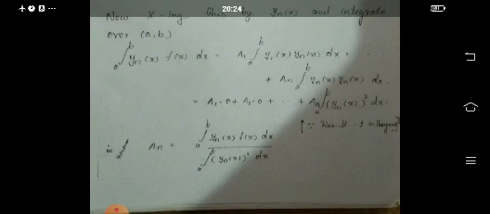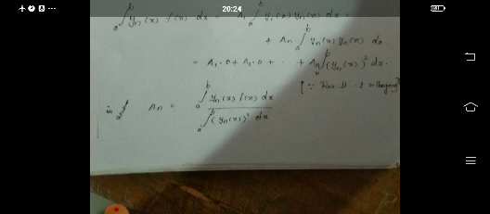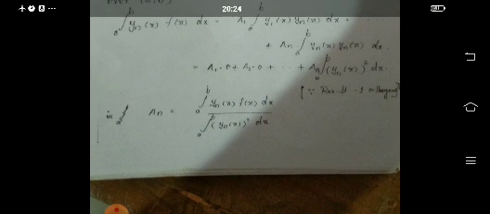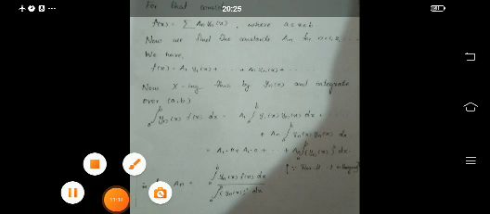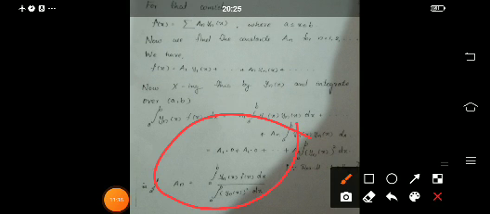Then integral a to b yn of x f of x dx equals a1 integral a to b yn of x yn of x dx, plus etc. From this, a n equals integral a to b yn of x f of x dx divided by integral of yn of x whole squared dx. Thus the equation is a function of linear combinations. This is the answer of the example.